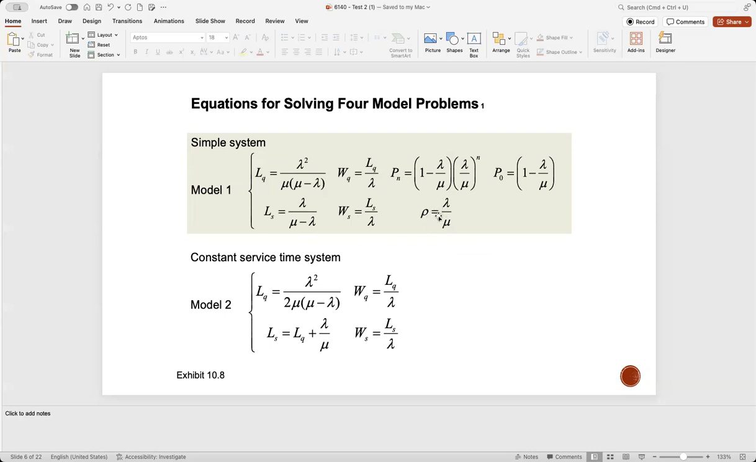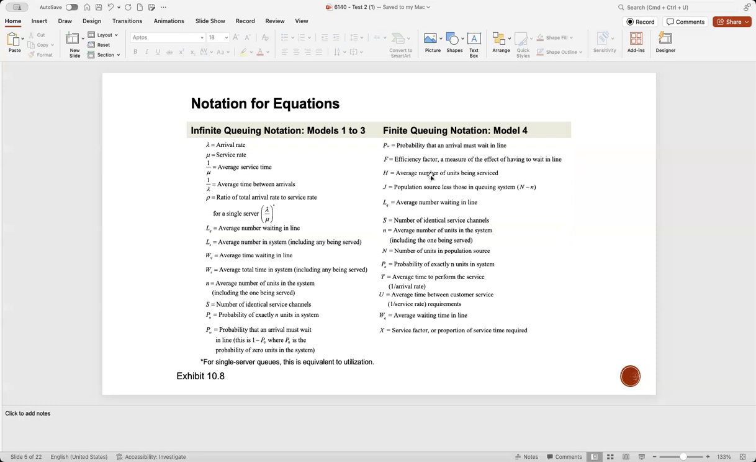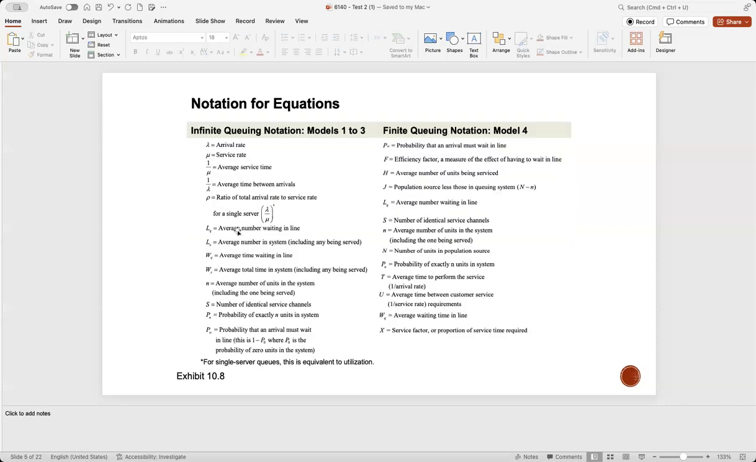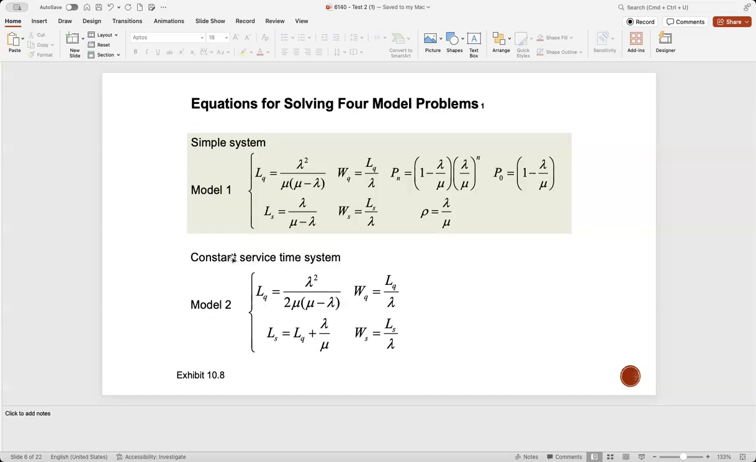And rho here is actually for model 1. We can understand rho here, this ratio, as the utilization. So this is all the things you need to know. And for the formula sheet you prepare yourself, you can write down all the functions here as well as the notation descriptions, so in case you forget what LQ means here, you can also write some description about what the notation means. And this is what we have.